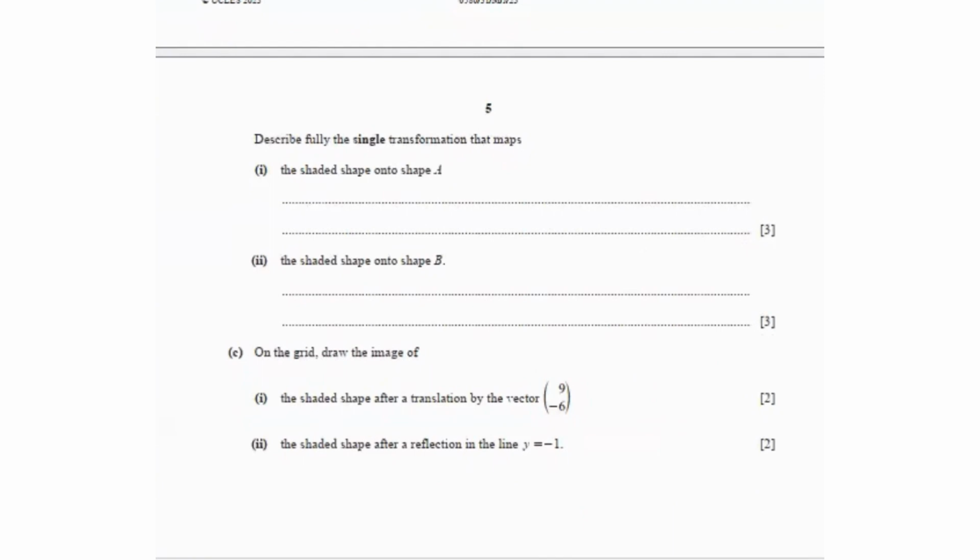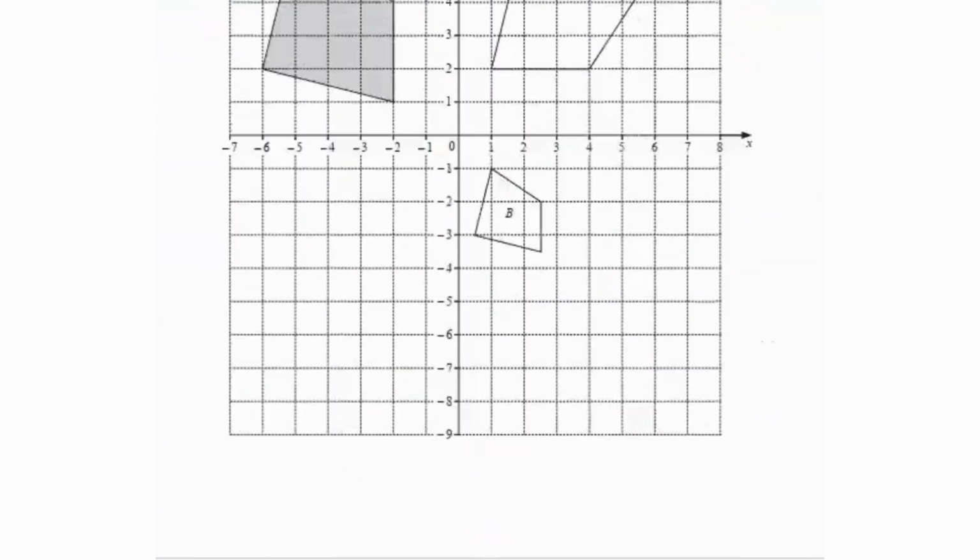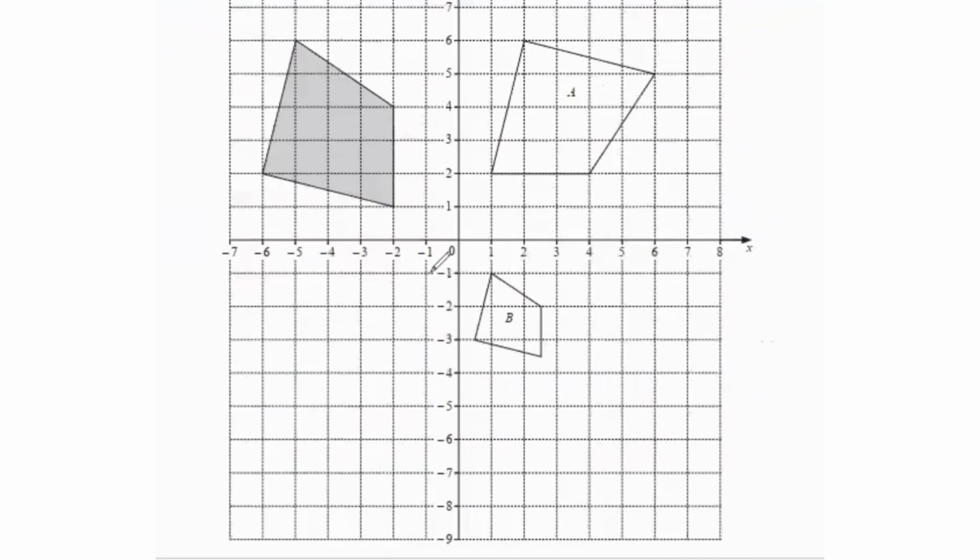And it says the shaded shape after reflection in the line y equals negative 1. Let's draw a line at y equals negative 1 first. Now the reflection is going to be a mirror image in this line. So the distance of each point from line y equals negative 1 is going to be equidistant on the other side as well. So this point is going to come over here because of the distance of 2 units. This point has a distance of 3 units. So 1, 2, 3, 1, 2, 3.